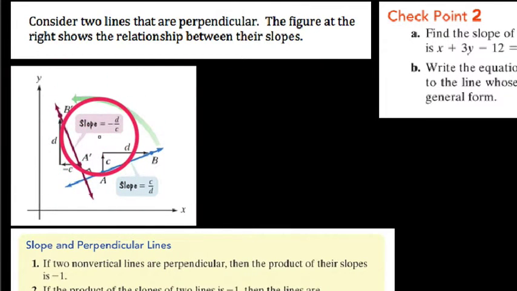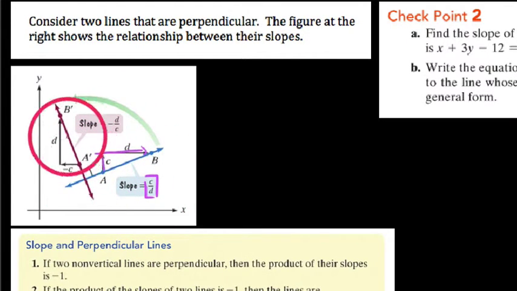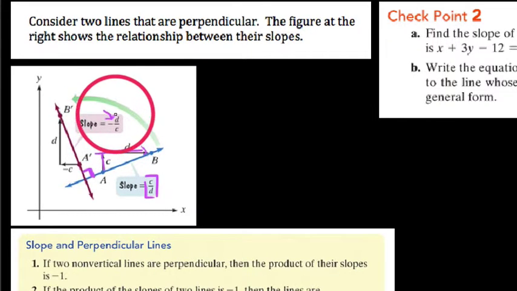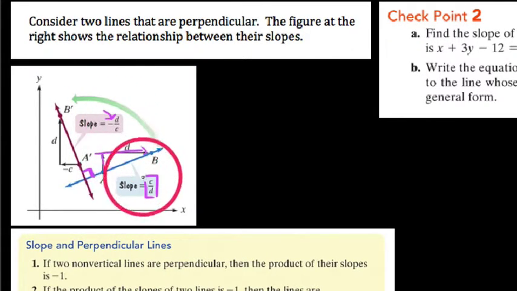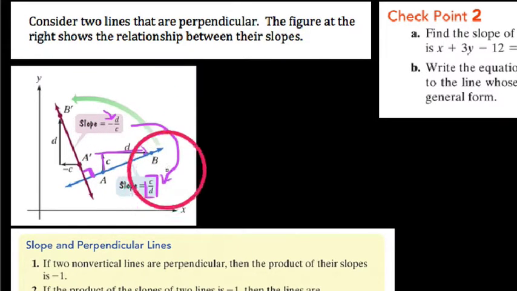So in this graphic right here, you can see we have some line AB and some other line A prime B prime. If the slope of AB is positive C over D, then in order to get the slope of a line that is perpendicular to this given line, we actually have to say it's the opposite, so it's negative, and also D over C. So you can see that these slopes are negative reciprocals.